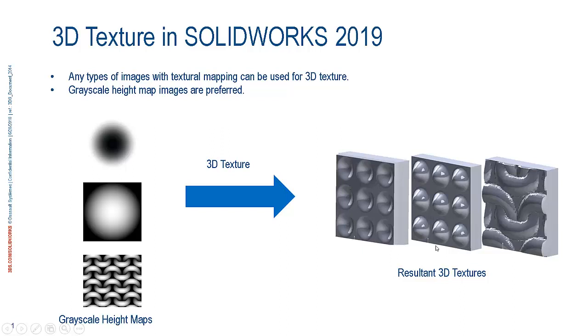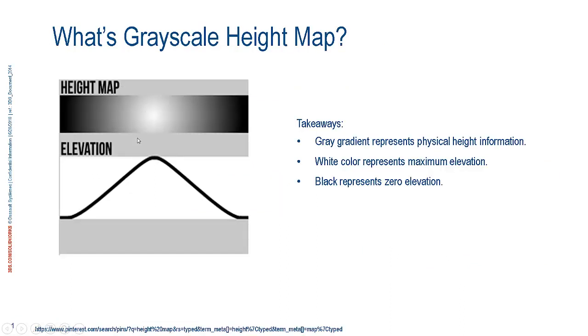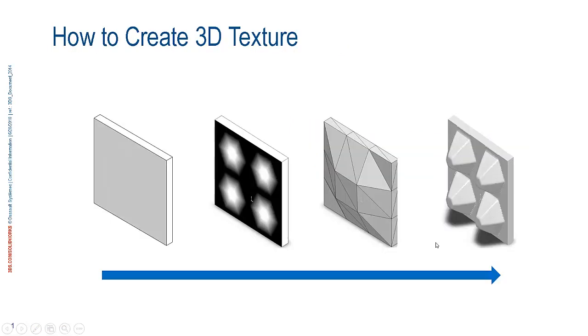Basically, any types of images with textural mapping can be used for 3D texture, but grayscale heat map images are preferred. Here are a few examples to give you a basic idea of what a resultant 3D texture looks like. As shown in this photo, the gradient of the color includes the physical height information. The white color means this area has a maximum elevation from the model surface, and the black color means this area has a zero elevation from the model surface.